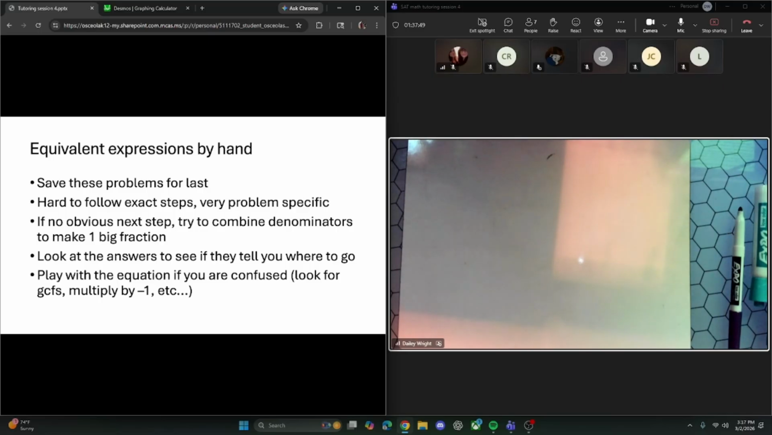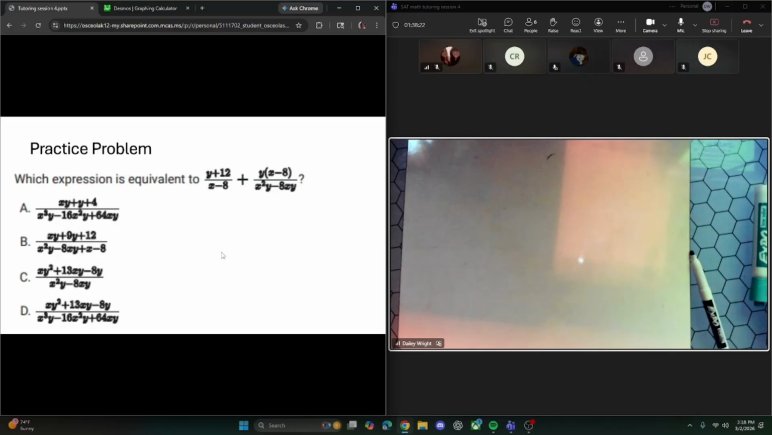And another good thing, which I always do first, is look at the answers to see if they will tell you where to go. If I see 3 fractions in my question and one big fraction in my answers, I'm going to know that it wants me to combine the denominators, set them alike and combine them together. And if all else fails, play with the equation. If you are confused, look for greatest common factors, or multiply by -1. There's plenty of things you can do if you are confused that just change things up.